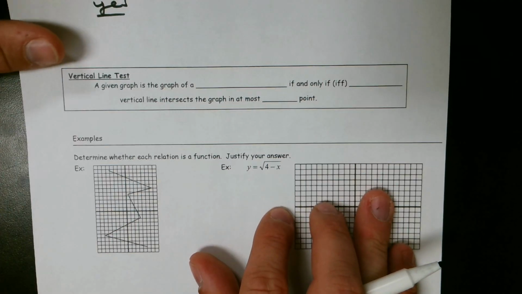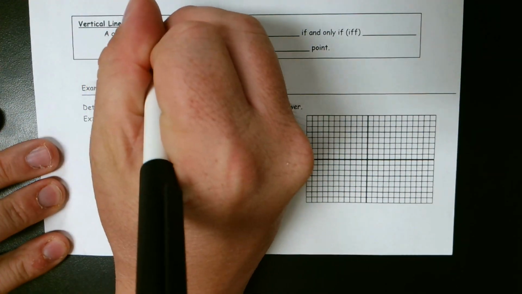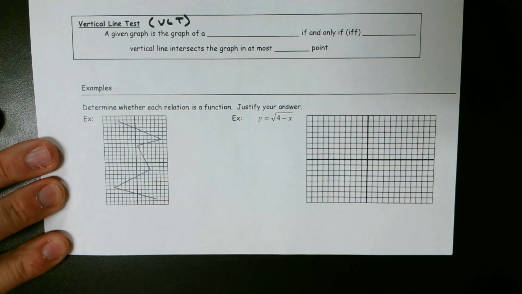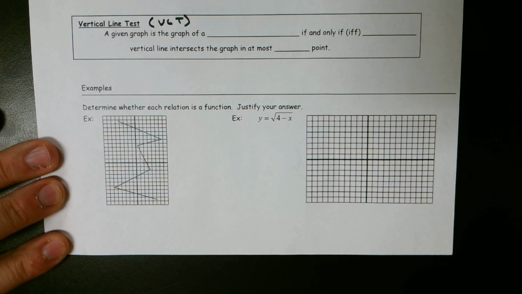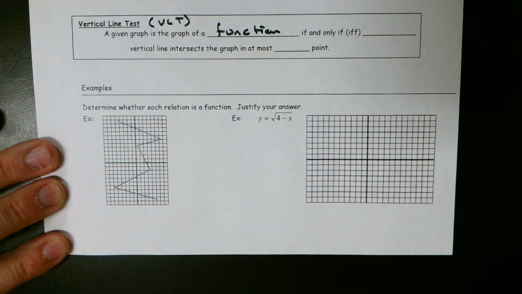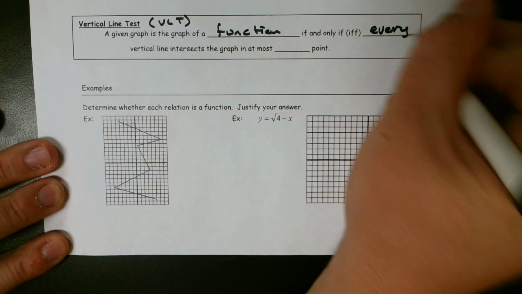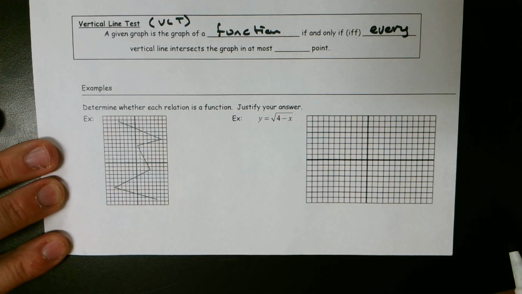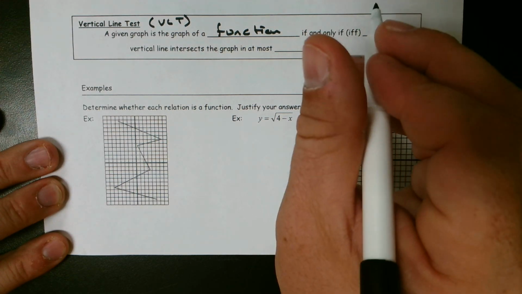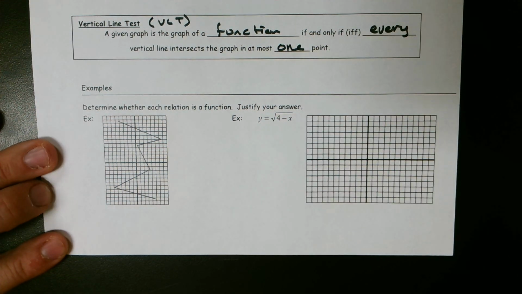vertical line test. So the vertical line test, otherwise denoted as VLT. Okay, a given graph is the graph of a function if and only if every single vertical line intersects the graph at most once, or at most one point.